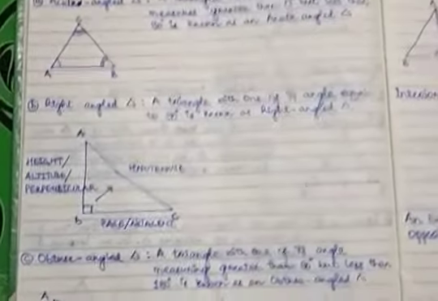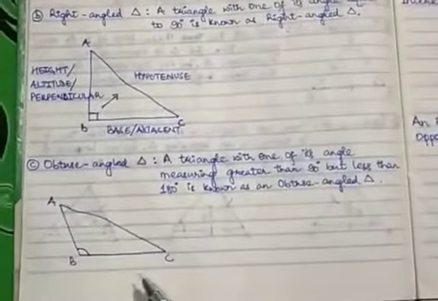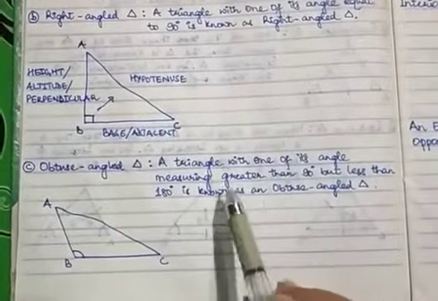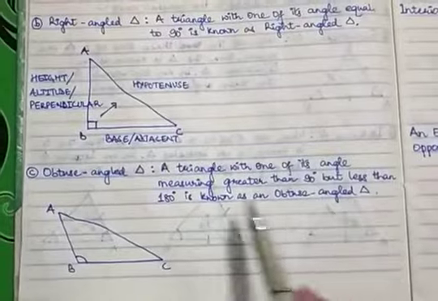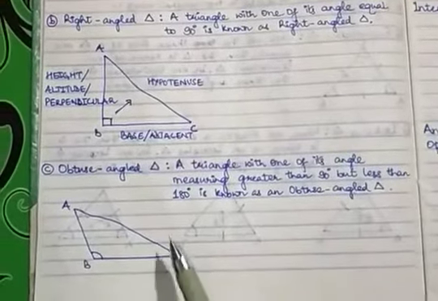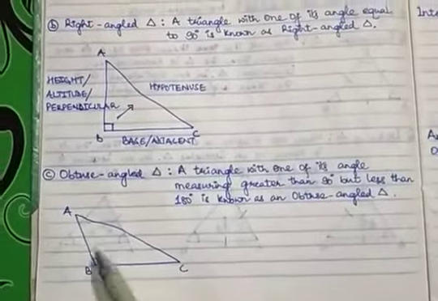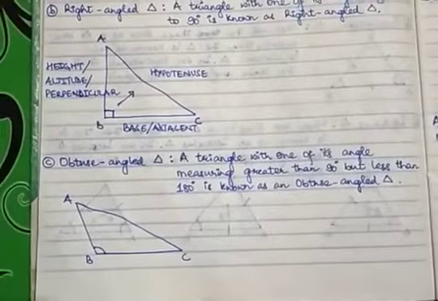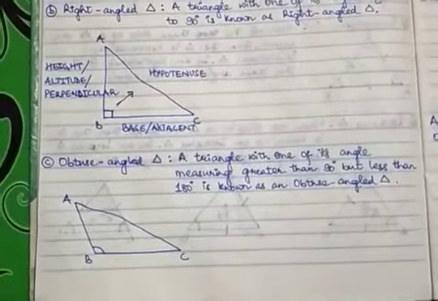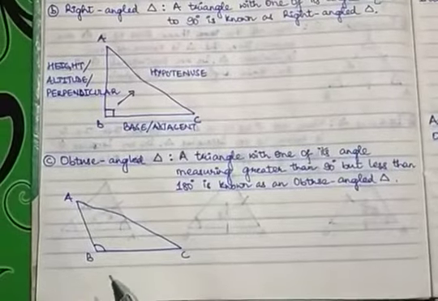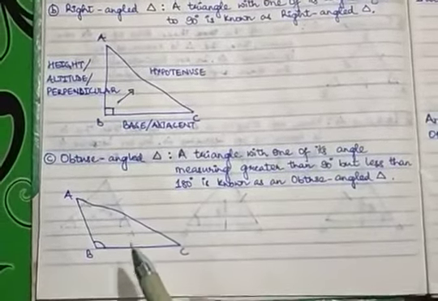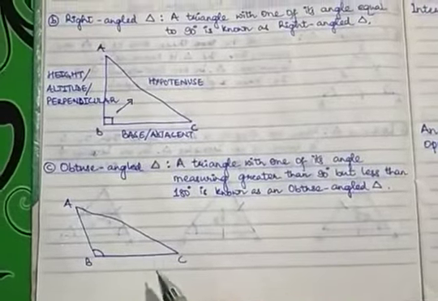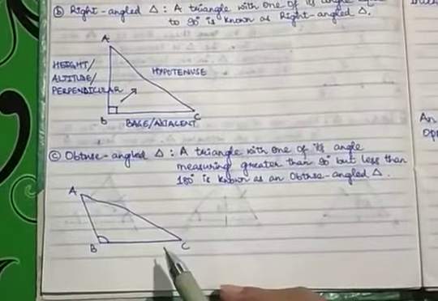Okay, and after that comes an obtuse angle triangle. A triangle with one of its angles measuring greater than 90 degrees but less than 180 degrees is known as an obtuse angle triangle. So this is how an obtuse angle triangle looks. As I've already said, those who couldn't figure out obtuse and acute angles, please refer to that video from class 7. Okay.